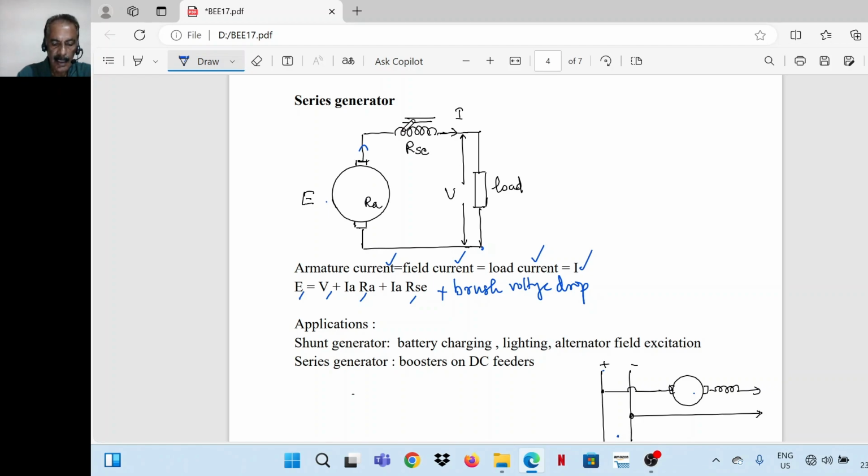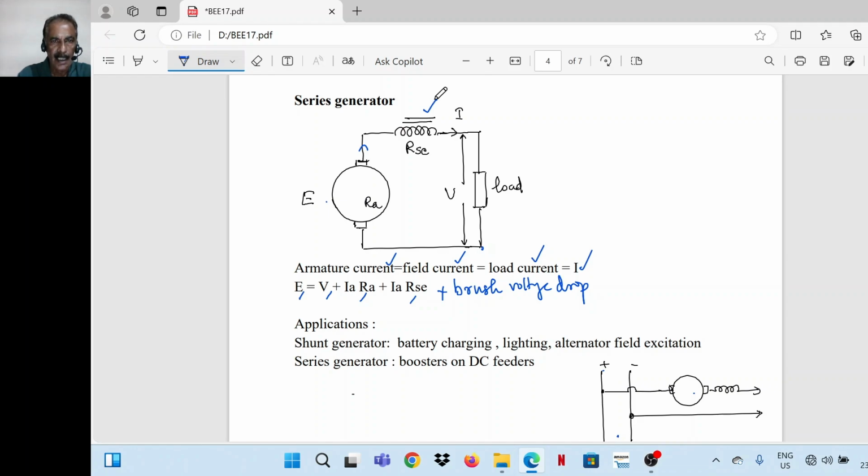So here the entire armature current is going through the field winding. So the field winding will have comparatively fewer turns. Compared with a shunt generator, in a series generator the field winding has fewer turns because the entire armature current is passing through the field winding.